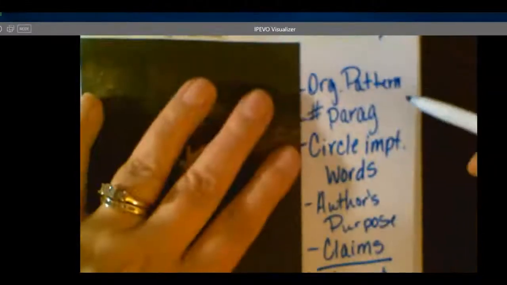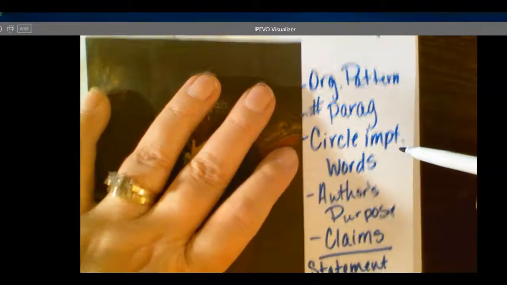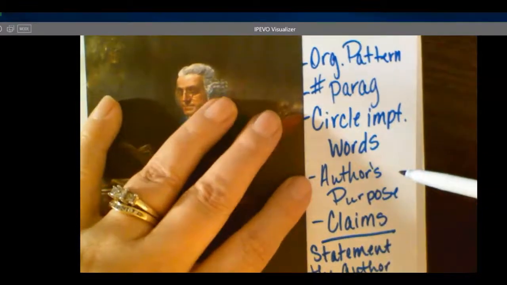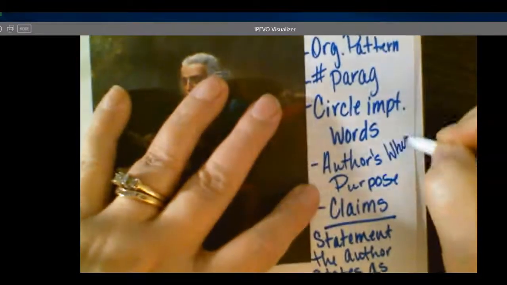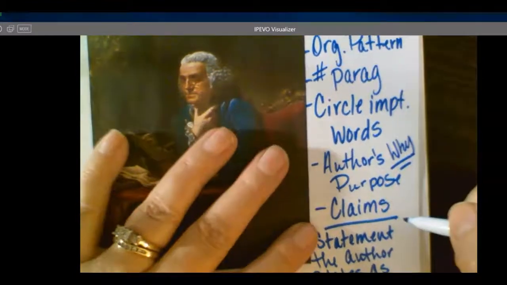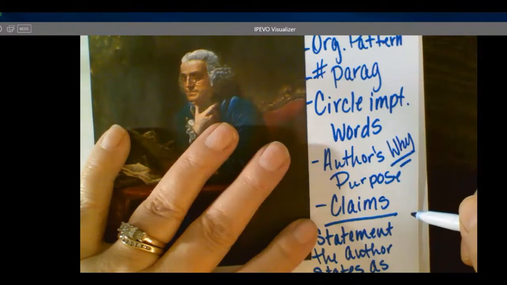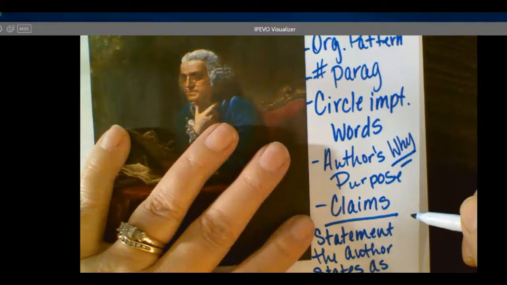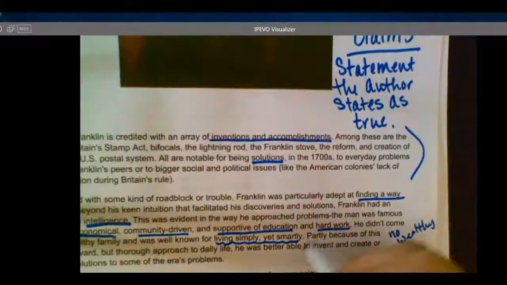And remember, these are the things you're looking at. You're looking at organizational pattern. How is this pattern structured? Paragraphs, circling important words, or underlining, or however you do it. The author's purpose, that's the why. Why did the author write this piece? Claims, anything that they're claiming to be true, like saying that Benjamin Franklin was intelligent. That's a pretty well accepted claim, but that is still a claim. He's saying he is an intelligent person, and he's saying that he lived simply yet smartly. So those are our claims.